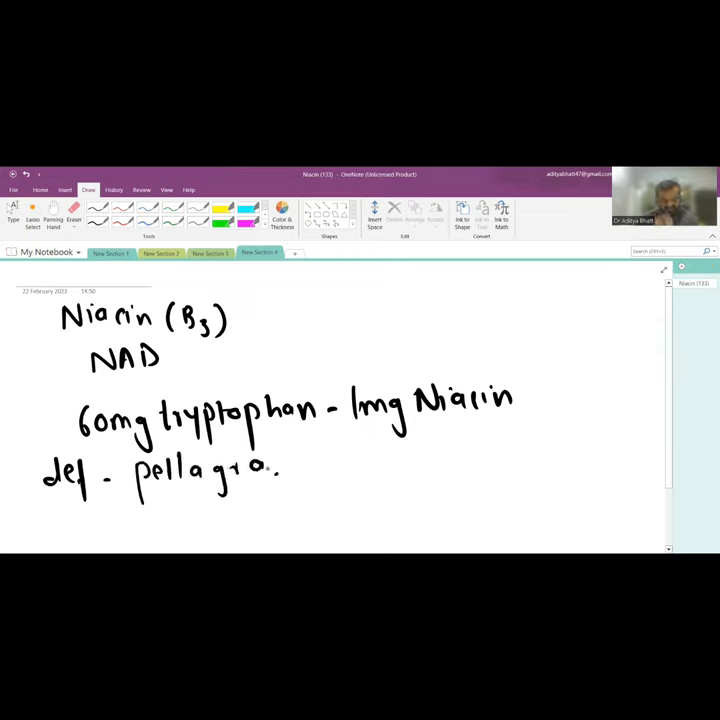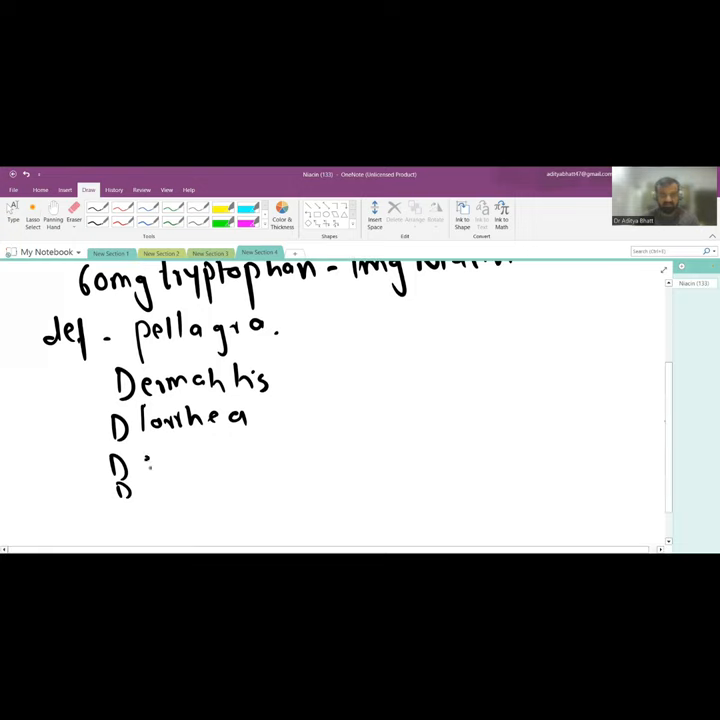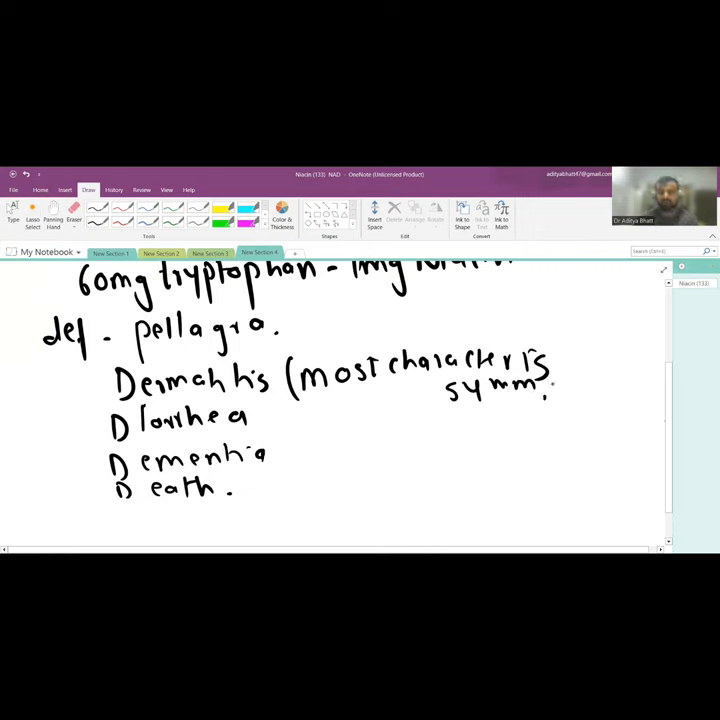Now, the deficiency of niacin has historically been called pellagra, and pellagra usually occurs as the 4Ds. We all know that it has 4Ds: dermatitis, diarrhea, dementia, and death. Amongst these, dermatitis is most characteristic. It is symmetrical in nature, and it is on sun-exposed areas, also known as Casal's necklace.